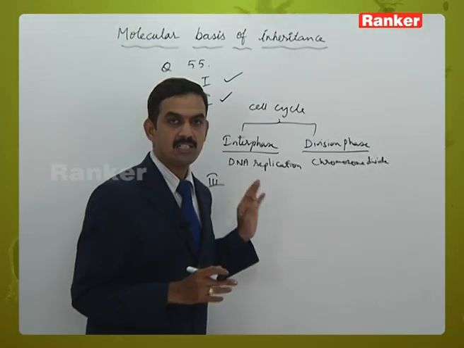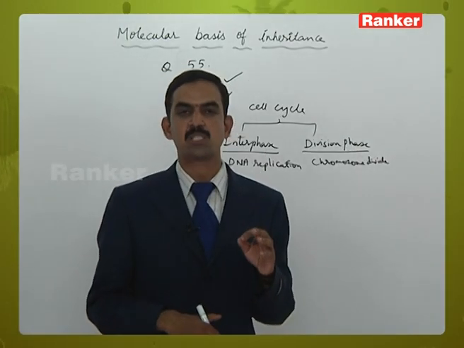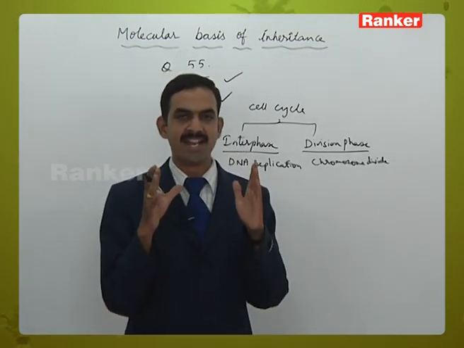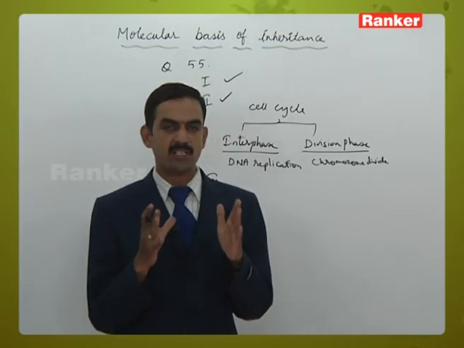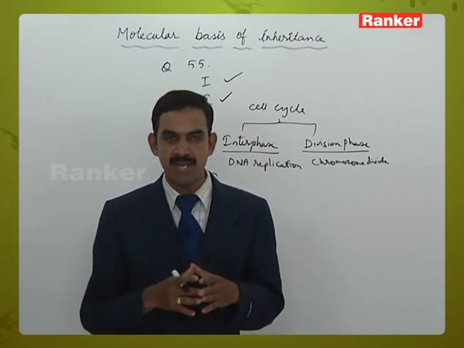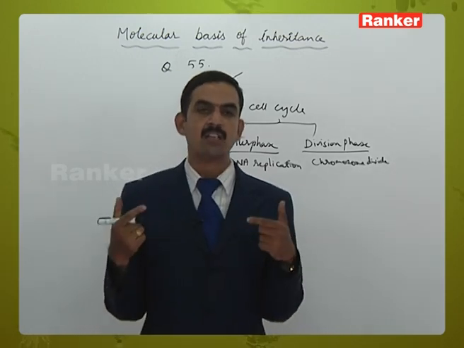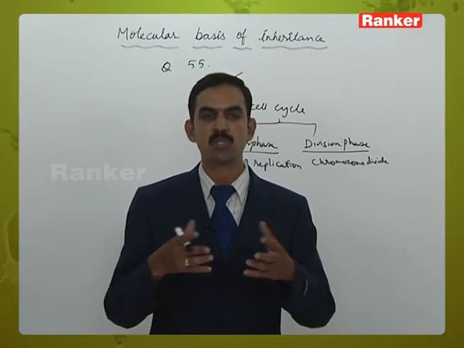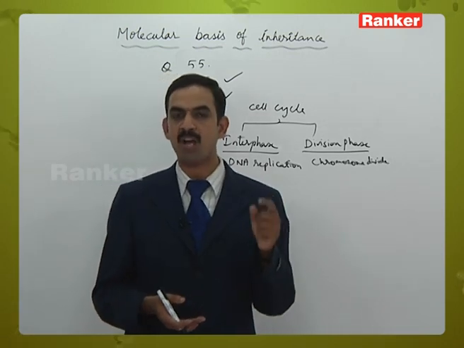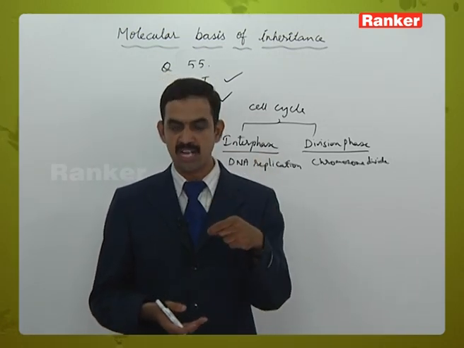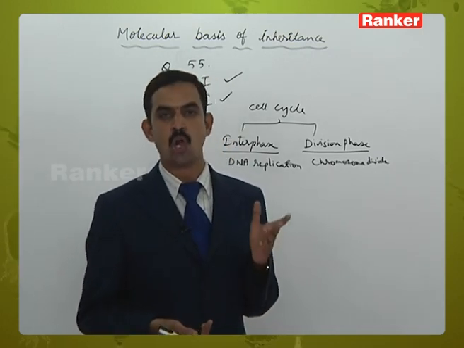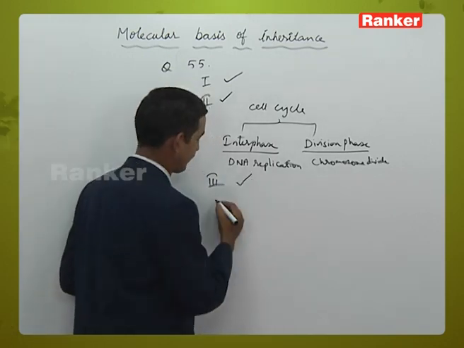Then the third statement: DNA replication occurs by semi-conservative method. Semi-conservative method means that when a parent DNA is separated, or the two strands are separated, each of the strands will act as a template to synthesize a new strand, producing two daughter DNA molecules, and each of them has one parental strand and one new strand. So this method is called the semi-conservative method, which was given by Meselson and Stahl. So this statement is also correct.